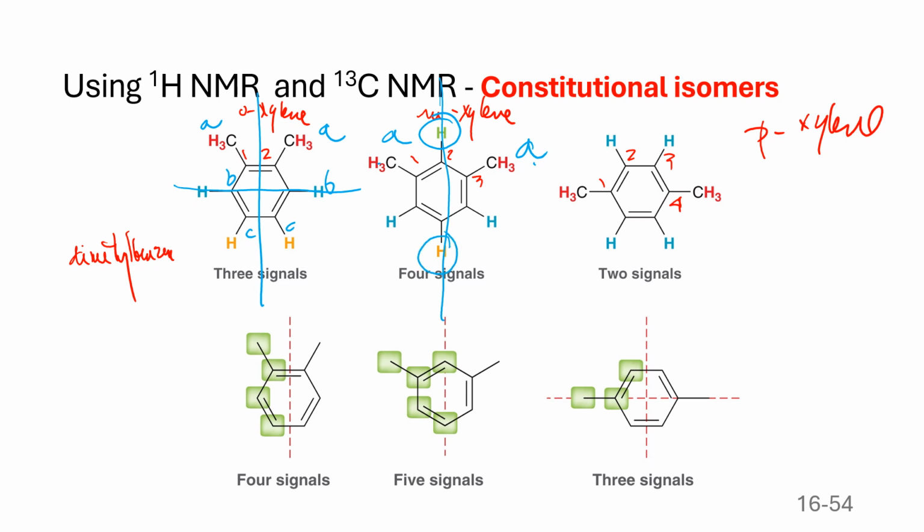And in para, remember what we said: the para-substituted ring is the simplest pattern in the aromatic region. But this is even simpler because you have a plane here and a plane here, so you only have two signals. But if it is X and Y, like in the previous examples that I showed you, then you will have two signals. Two doublets.